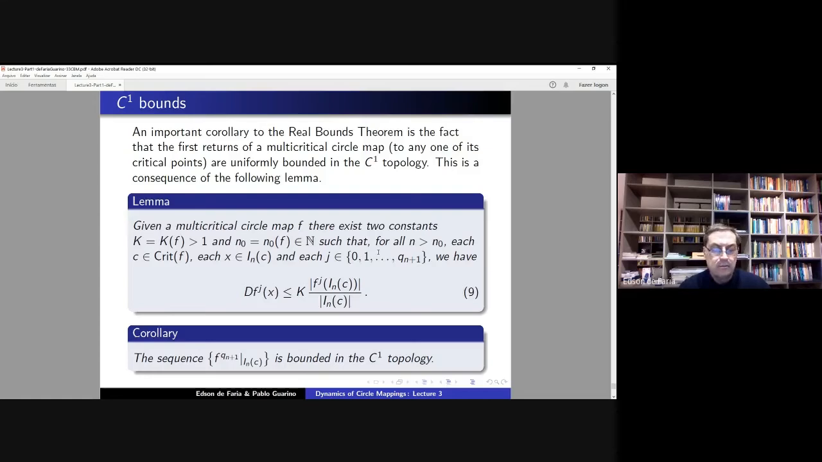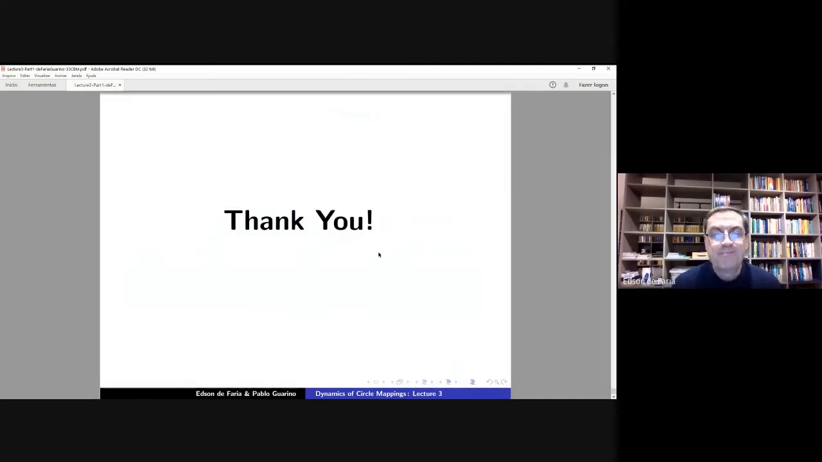And in fact, the same thing happens if you linearly rescale the map, so that I sub n of c becomes like the interval 0, 1, for example. So this is an immediate consequence of the real bounds, and I'm going to stop here. But stay tuned for the second part of this lecture. So thank you very much.